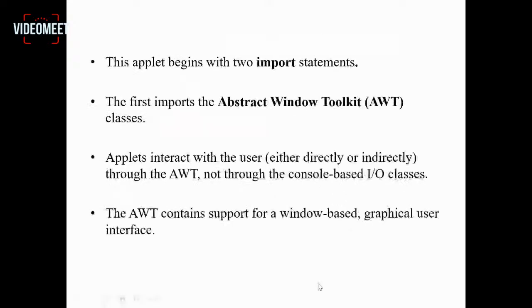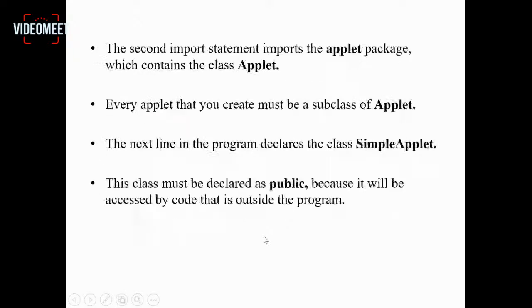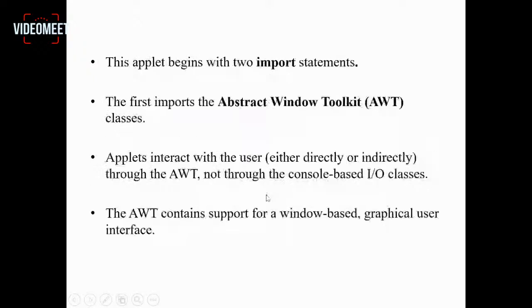So I already explained this one. An applet begins with the two import statements. AWT stands for Abstract Window Toolkit. And what does this AWT contain? It contains support for a window-based graphical user interface. And the applet class also is contained in the applet package. All these things I have explained to you already. And even the paint method must be declared public. And if you look at the class also, SimpleApplet is also declared as public.